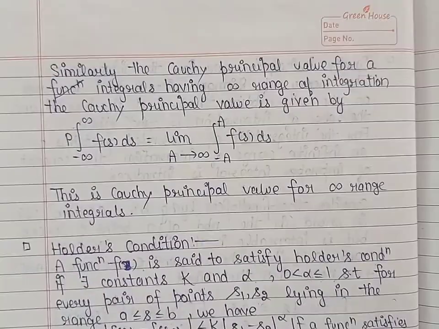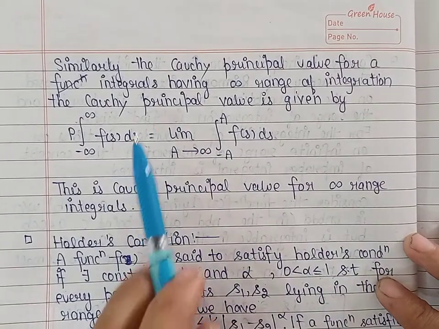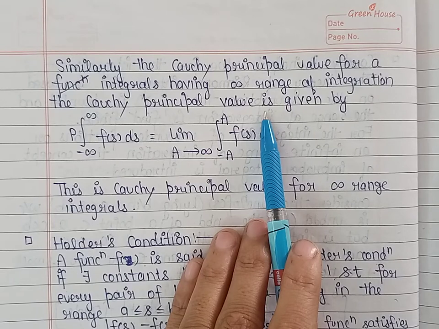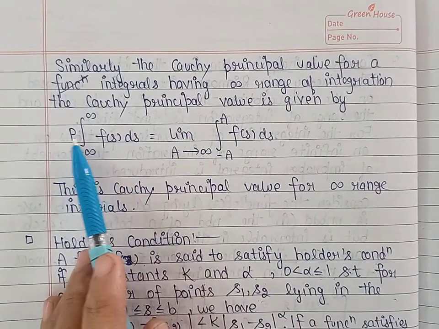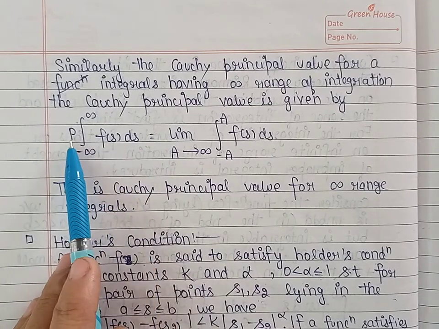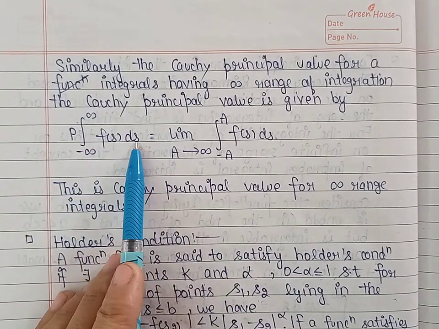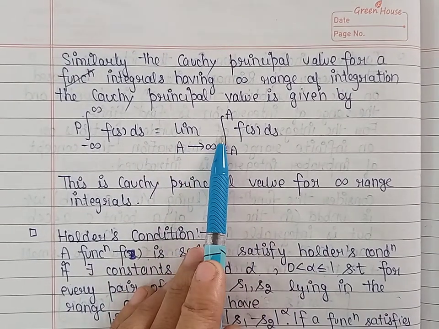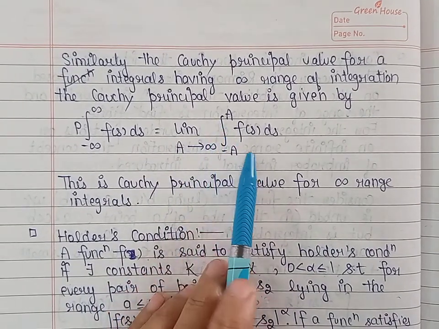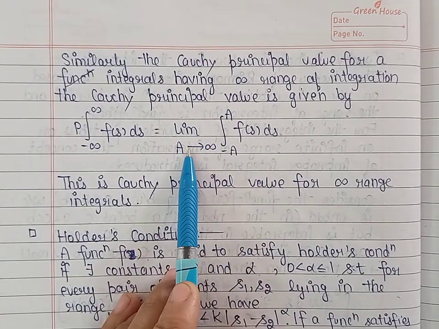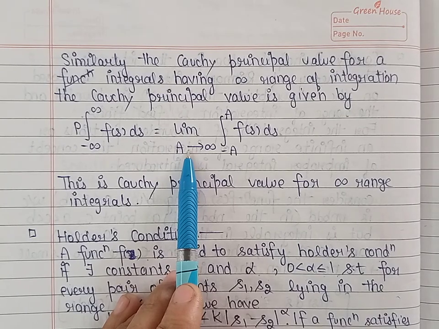Similarly, we can define the Cauchy principal value for the integrals which have infinite range of integration. So for the integral having the limits of integration infinite, the Cauchy principal value is defined as the limit a approaches infinity of the integral from minus a to a of f(s) ds. This is called Cauchy principal value for the infinite range of integration.